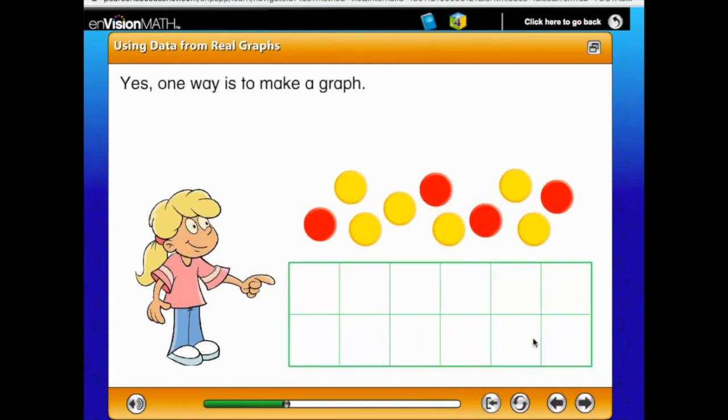So this graph that you're looking at here almost looks similar to a 10 frame that we learned about, but in this case, there's more than 10. So making what is called a graph and putting them in boxes like this helps us to understand all of the information that we have about the counters.